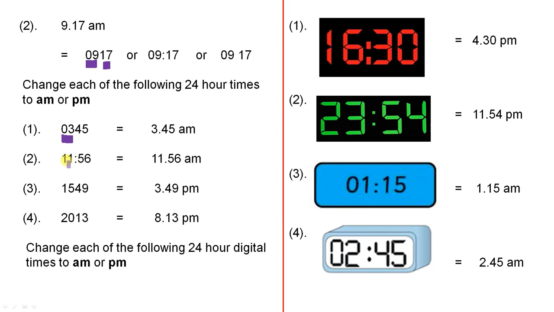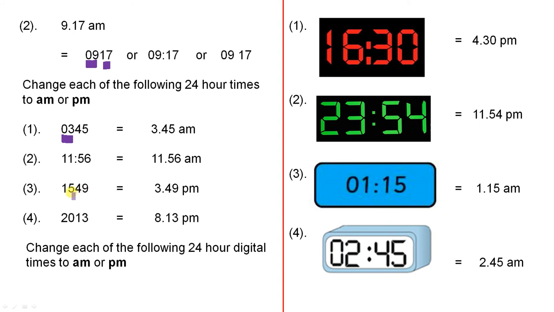11:56. Remember, that's another way of expressing it. So that's 11 hours after midnight. Okay, so it must be still in the morning, and that's the 56 minutes after. In other words, we have 11:56 a.m.